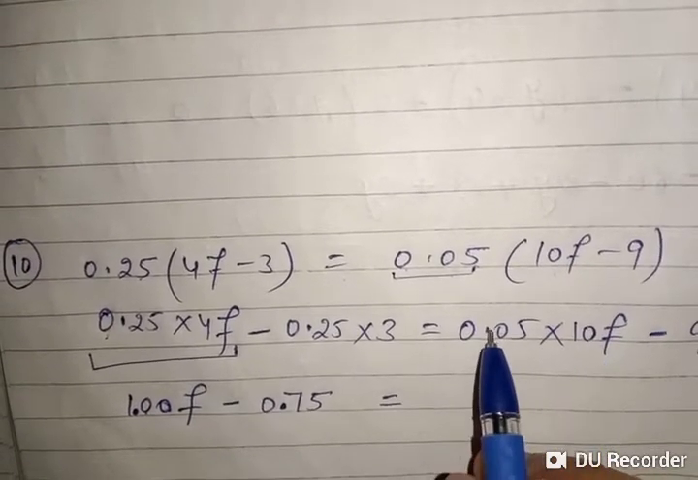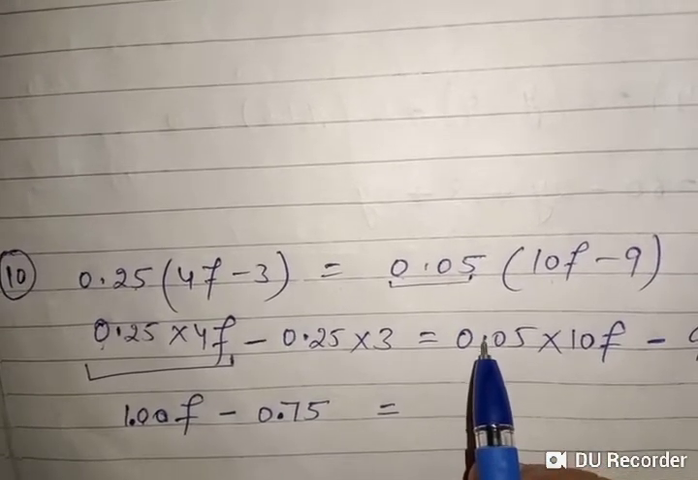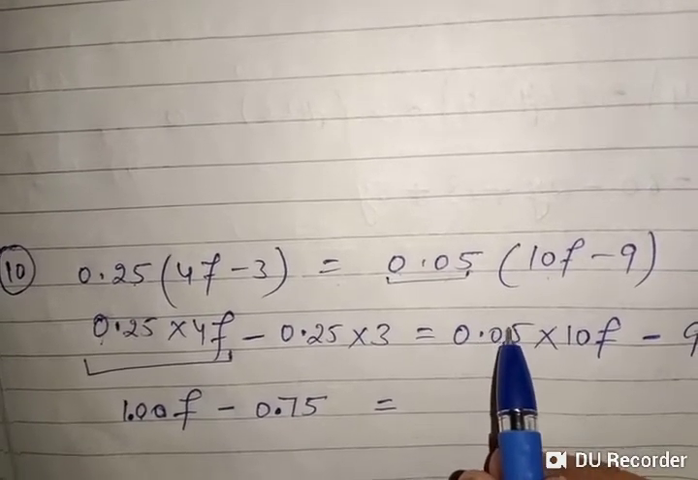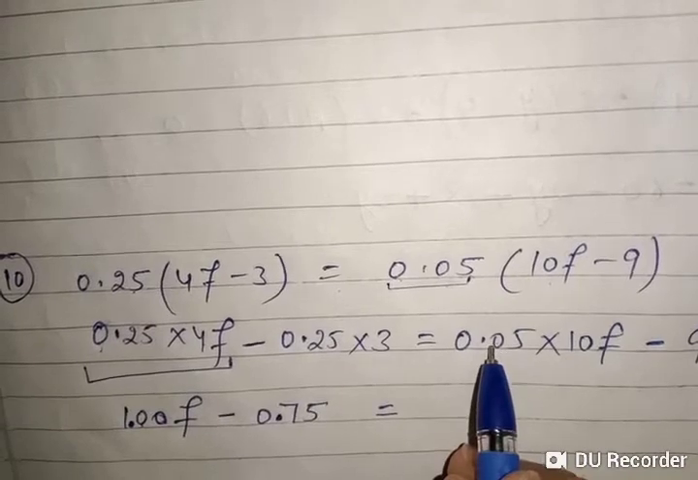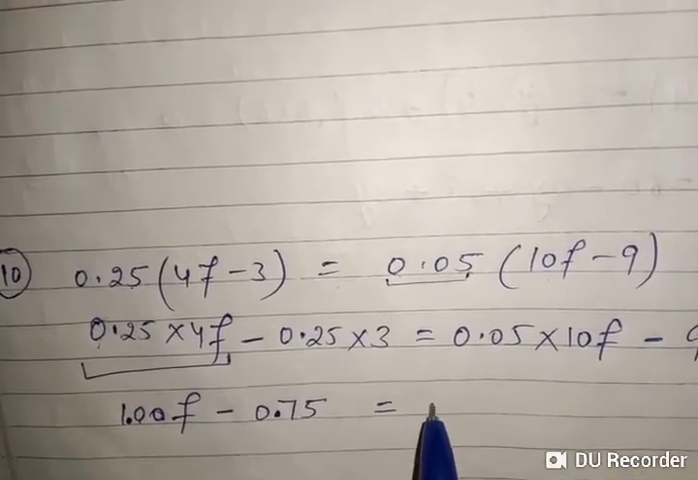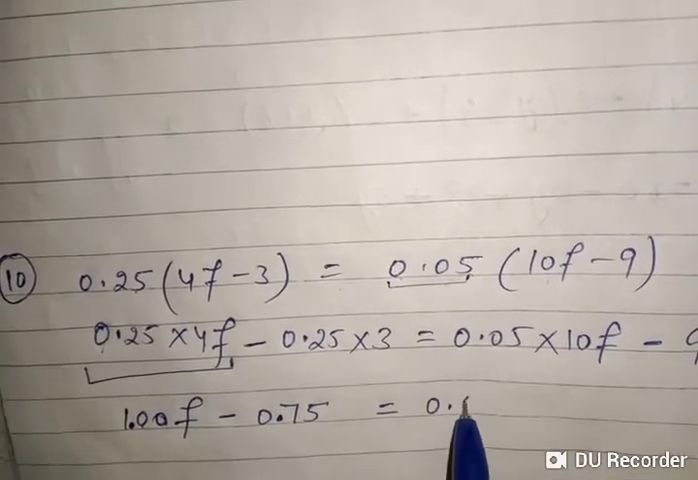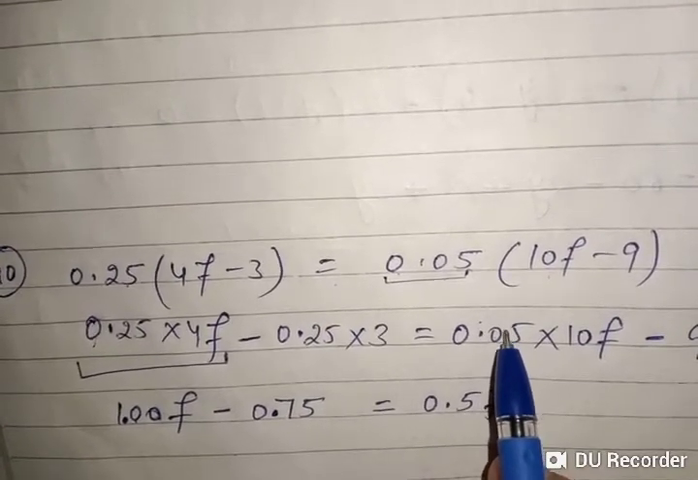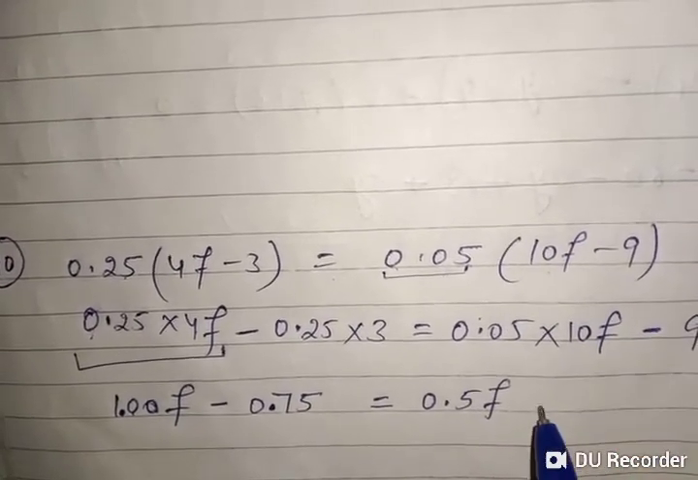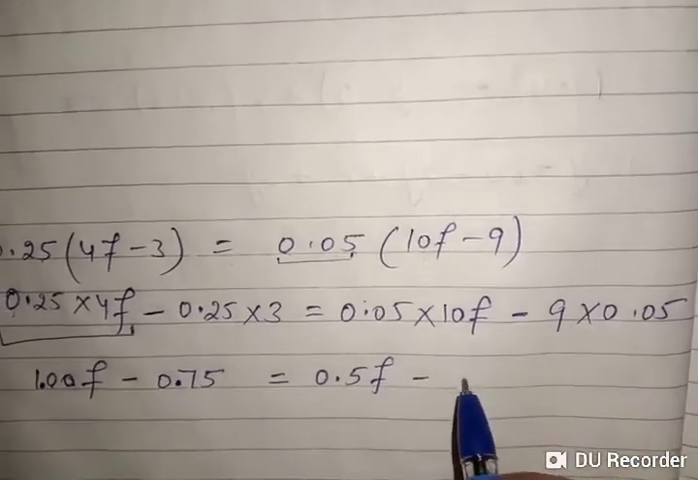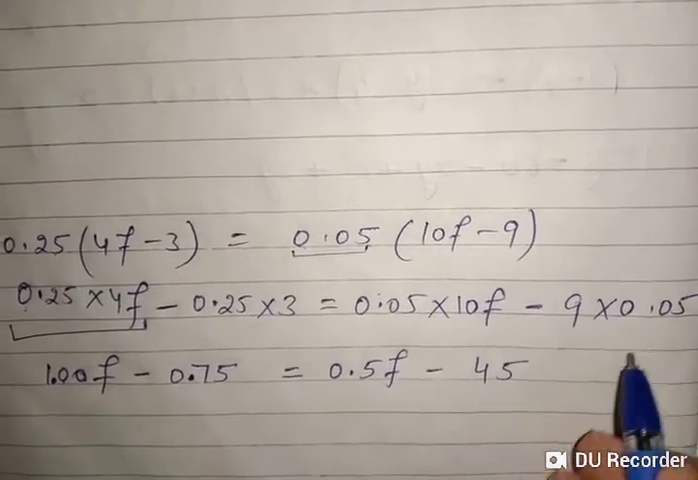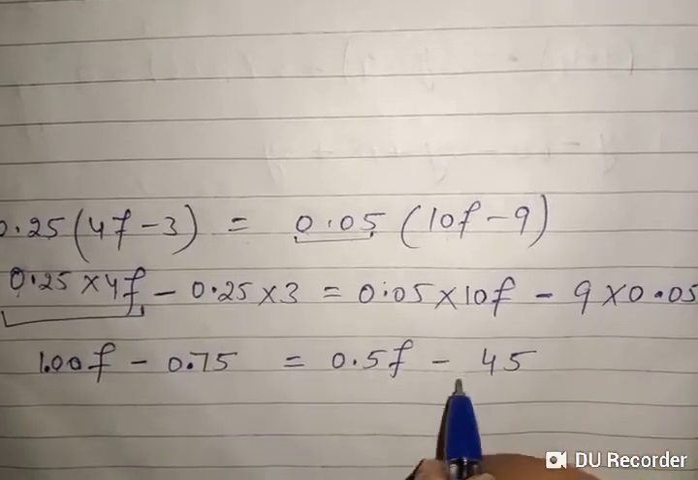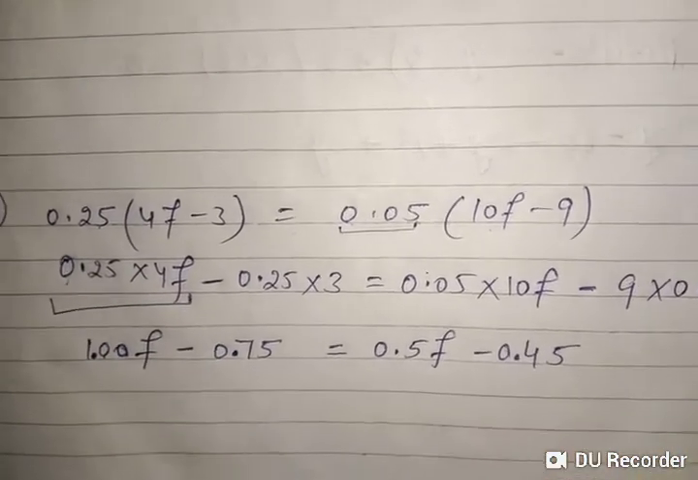is equals to, when we multiply something with 10, this decimal will move one step forward. So this 0.05 into 10 will become 0.5f. This decimal will shift after this 0. Then minus 9 5s are 45. Again the decimal, after decimal there are two places, so we'll write like this.